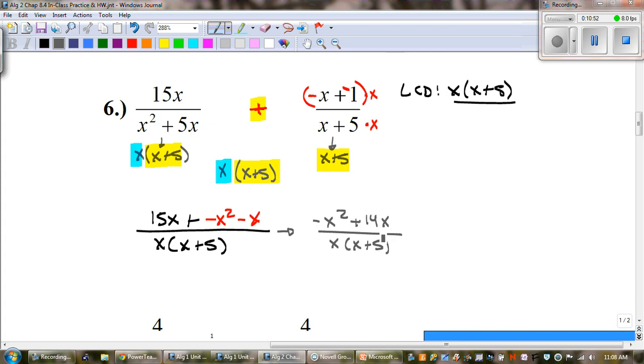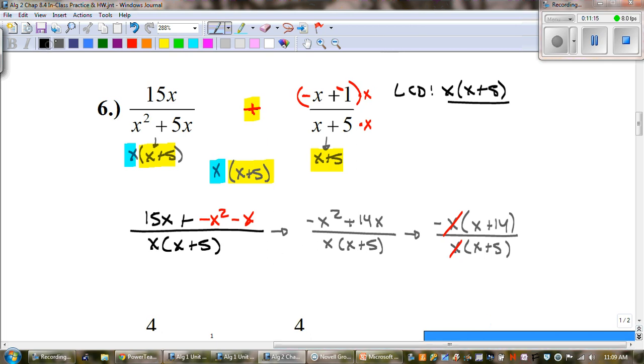Okay, so can I take out a GCF for the top? You bet your butt I can. I can take out a negative x, and then we're left with x plus 14. And in the bottom, we still have the x and the x plus 5. So what can we cross out? We can cross off the x's, and then what we're left with is negative x plus 14 all over x plus 5.